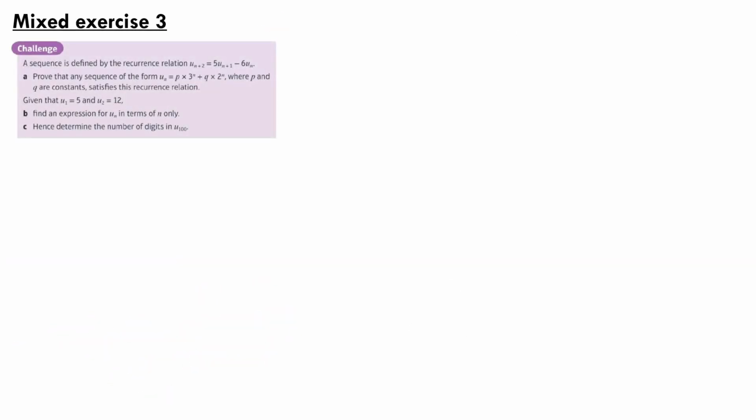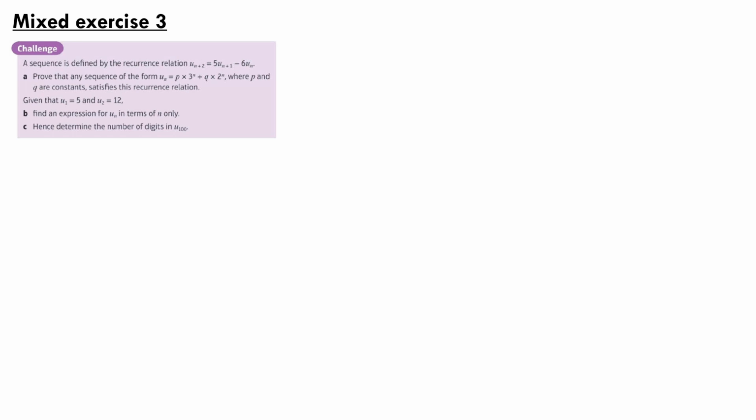And our last question is from mixed exercise 3. A sequence is defined by the recurrence relation u(n+2) = 5u(n+1) - 6un. Part A asks us to prove that any sequence of the form un = p lots of 3 to the power of n plus q lots of 2 to the power of n, where p and q are constants, satisfies this recurrence relation.